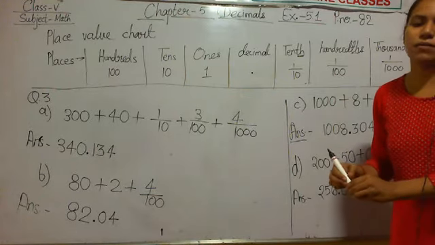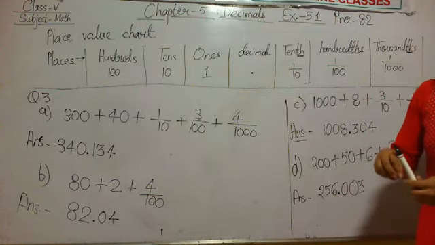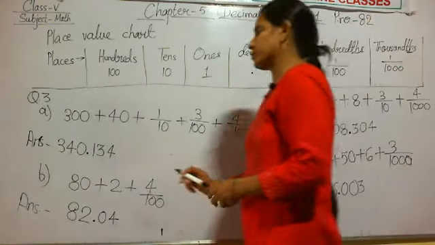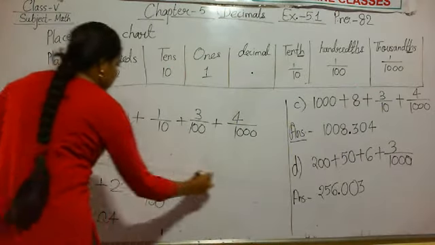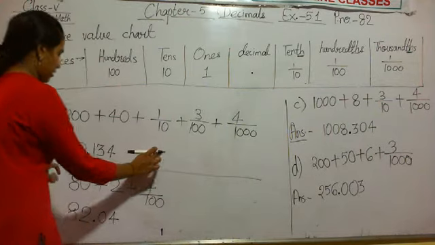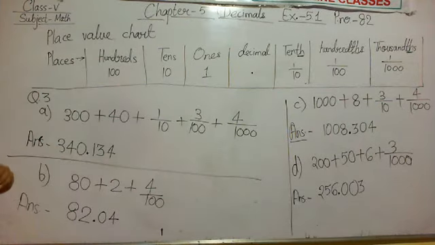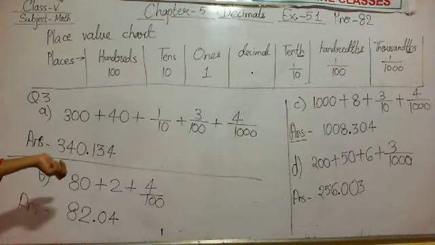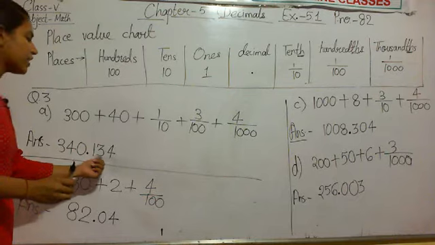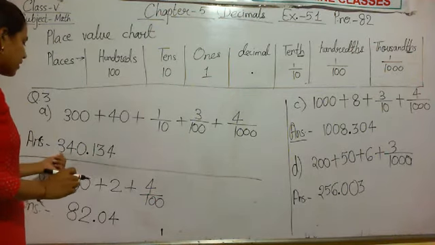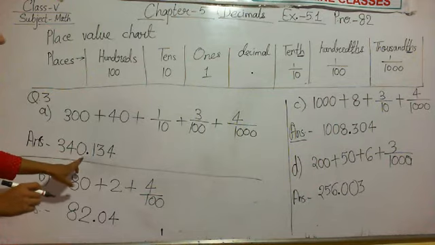But in your question number 3, there are 2 tasks. One is to write in short form and the other is to write the number name also. How do we write the number name? We write the whole number as we write for normal numbers, and after the decimal we write the numbers individually, separately. So this number is read as 340.134.